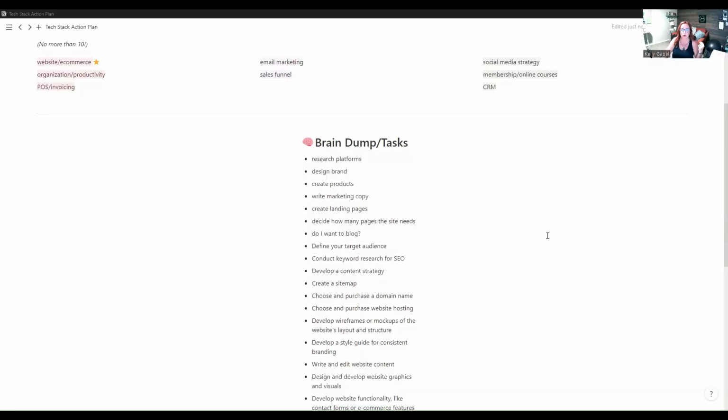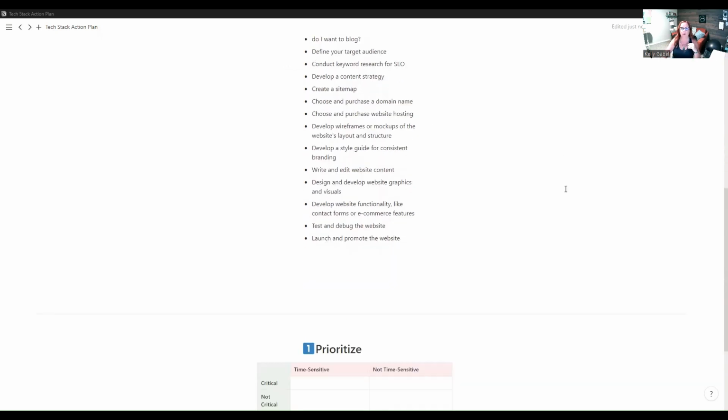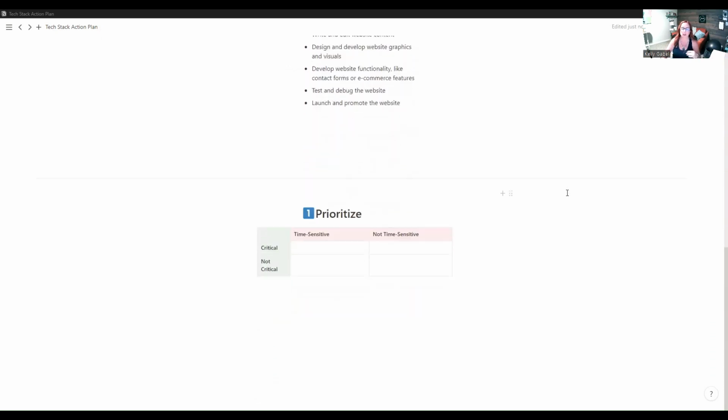Okay, so once we've done that, the next thing that we're going to do is take all of these brain dump tasks and start to prioritize them. So we want to look at them in a couple of different ways. We've got things that are time sensitive, so the things that need to be done in a certain order, versus the things that can kind of wait until a little bit later. And then the things that are critical and the things that are not critical.